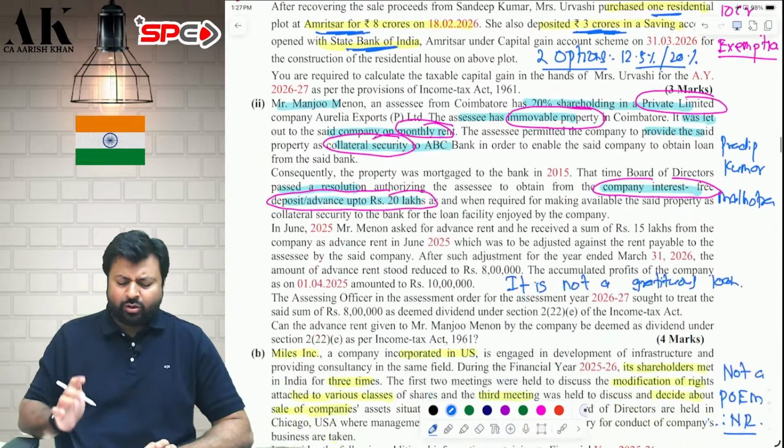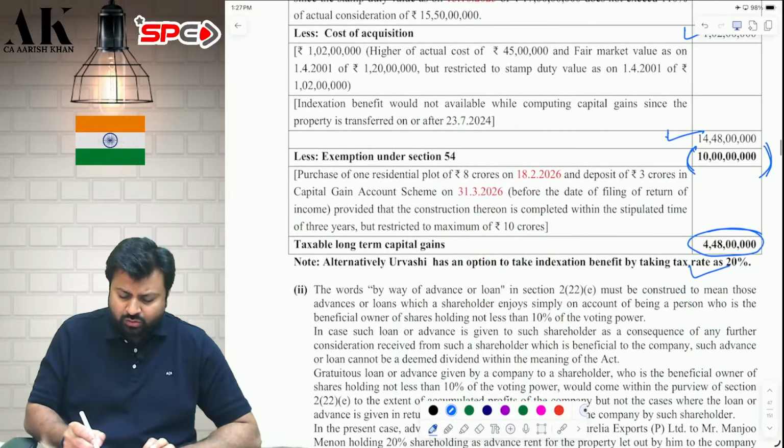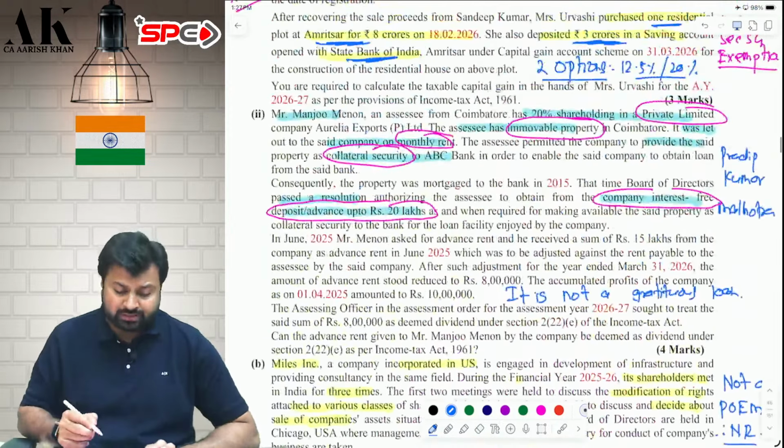So you can write that note. ICAI has not asked, but you can write a note. Alternatively, Urvashi has an option to take indexation by taking tax rate 20%. I hope it is clear to all of you.